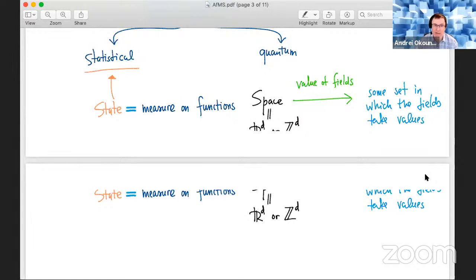And what the state of the system really is, is a measure on this. It assigns probability to different events, like what would happen. Like if I ask what's the height of this column, what's the probability of this being between 1 meter and 2 meters? That's an event which should have a probability, and so the measure on such events is the state of the system. Okay?